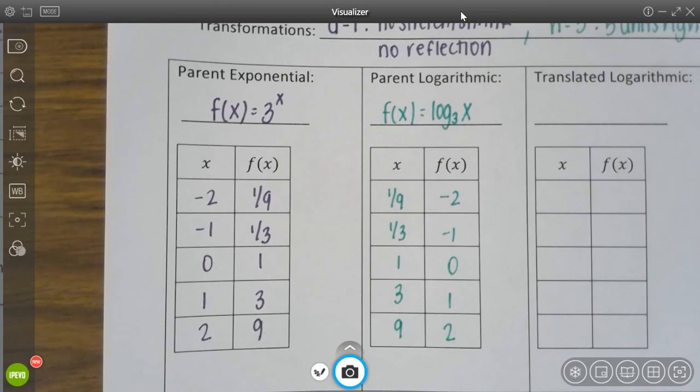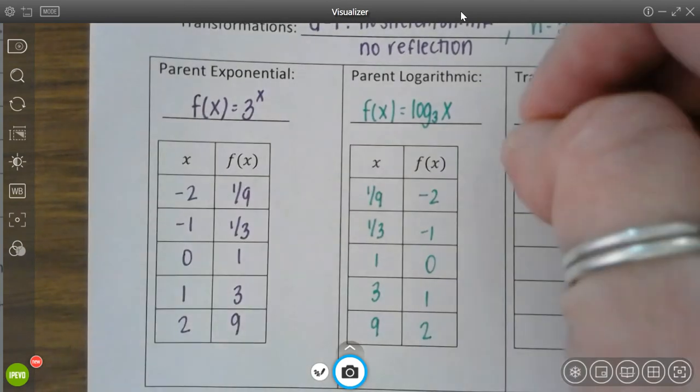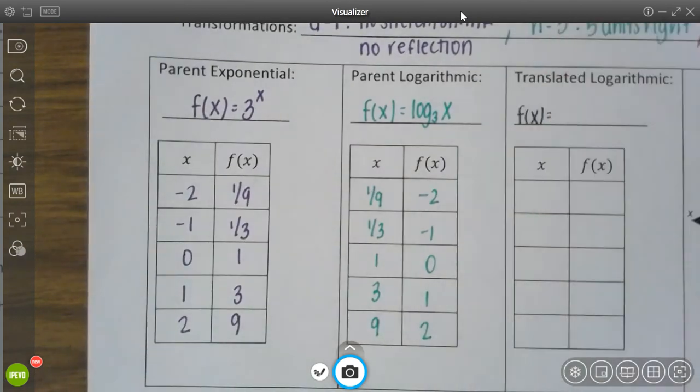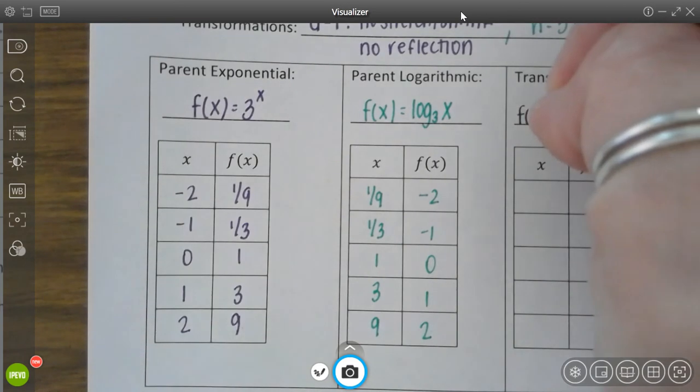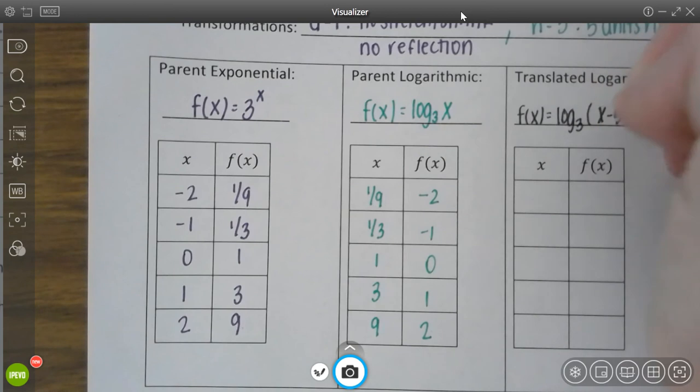And then this last table is going to be where the A, the H, and the K are applied. So the first two tables are still going to be just the basic: what's the parent exponential, what's the inverse, and then you're going to apply your H and K depending on what you have. So in this case, our translated logarithmic function is just going to be this graph that I gave you the equation of above, log base 3 of x minus 5 plus 3.